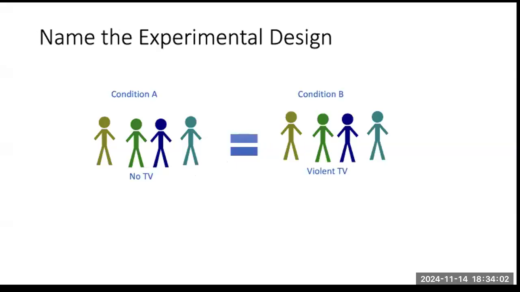So if I were to visually show you an experimental design, and you see that condition A has these 4 individuals and they don't see TV. And then in condition B, you have 4 individuals and they see violent TV. What experimental design is this one representing? This one is actually within subjects, because if you see, the colors in the group from condition A are exactly the same as condition B, and there's the equal sign. So that means it's the same group in the first condition as in the second condition. So when you have an experimental design in which the participants are in all conditions, that would be within subjects or repeated measures.